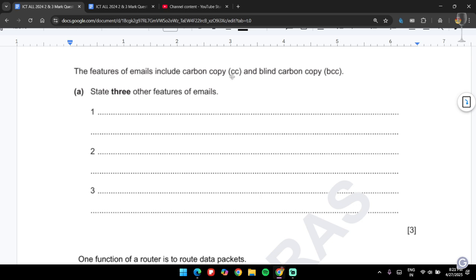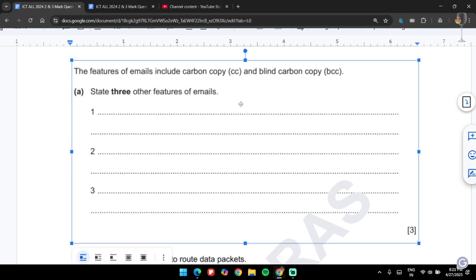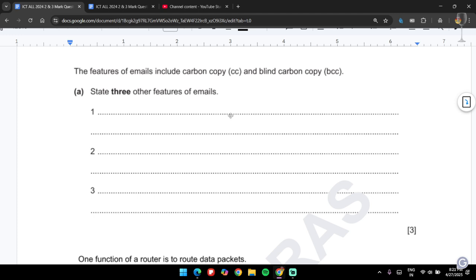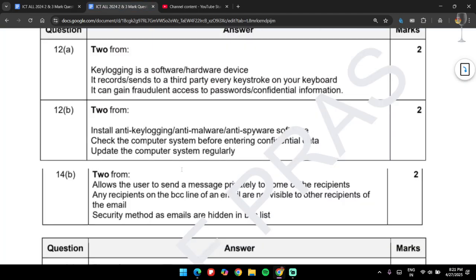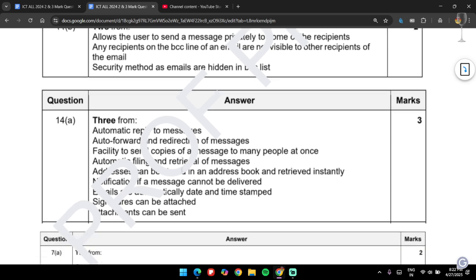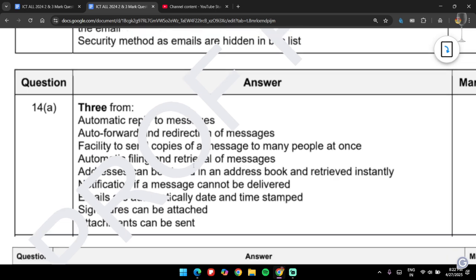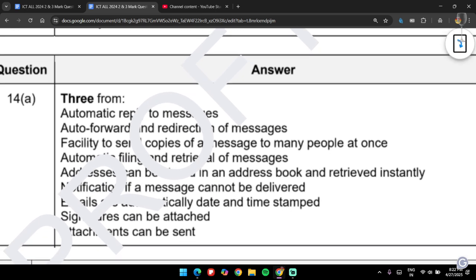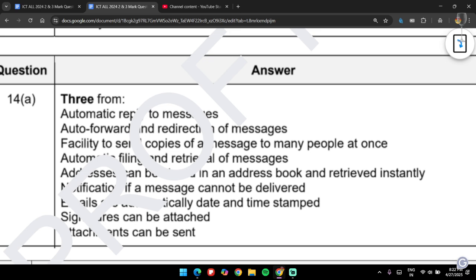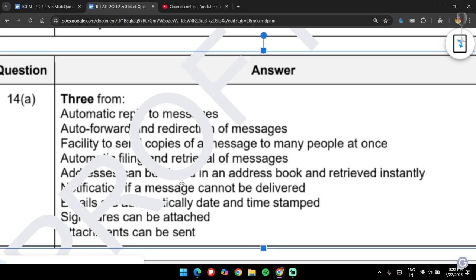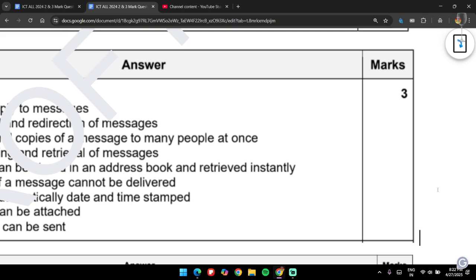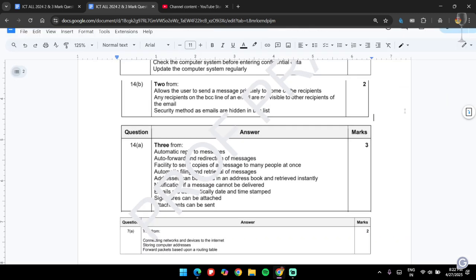The features of emails include CC and BCC. State three other features of emails. Now, please don't go over here and say subject line and all those. I am not so sure they're part of it. Emails have attachments, auto reply set, automatic dates added and so on. Attachments can be sent, signatures can be attached, emails can be automatically date and time stamped, and there is notification if a message cannot be delivered. I can't really see what I've written there. Maybe let me scroll down a bit.